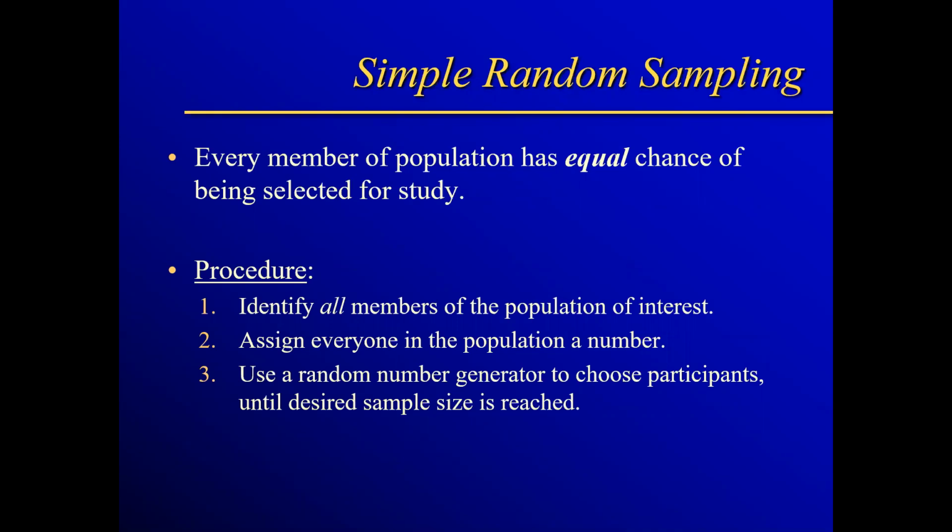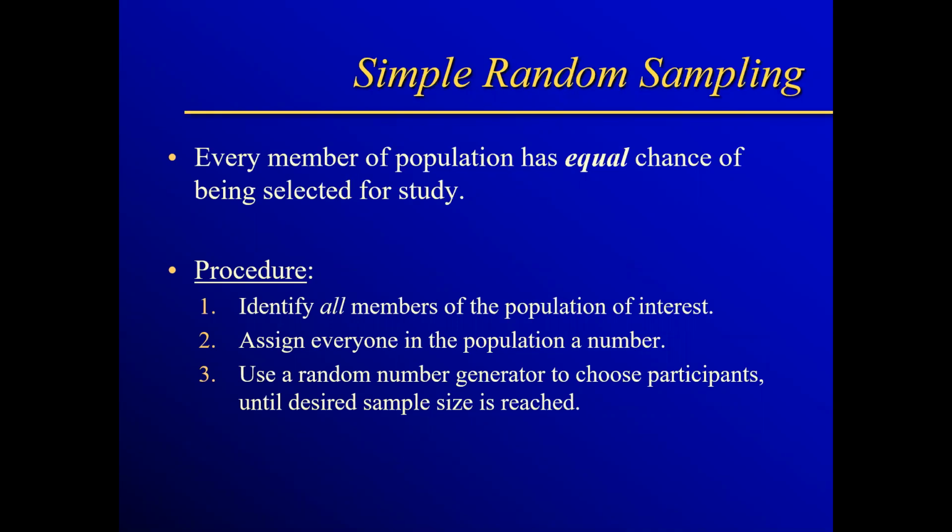We have simple random sampling. And this is just what it sounds. Every member of the population has an equal chance of being selected for the study. Simple as that. And here's how you would go about doing it. You need to identify all members of the population of interest. You then assign everyone in the population a number, and then use a random number generator to choose participants until the desired sample is reached.